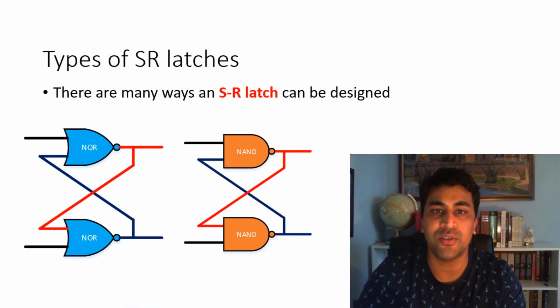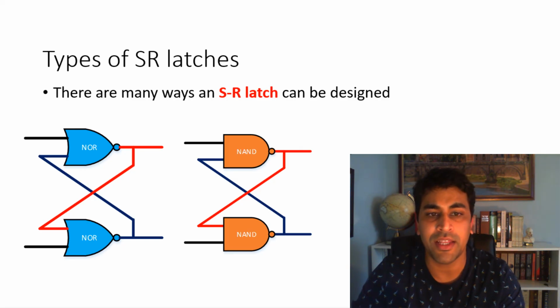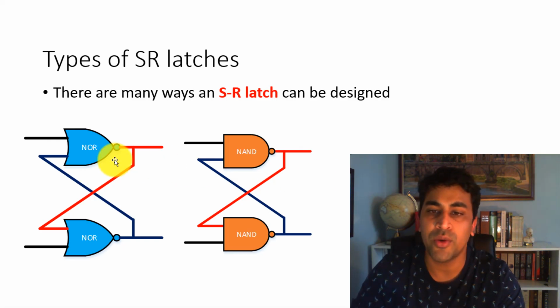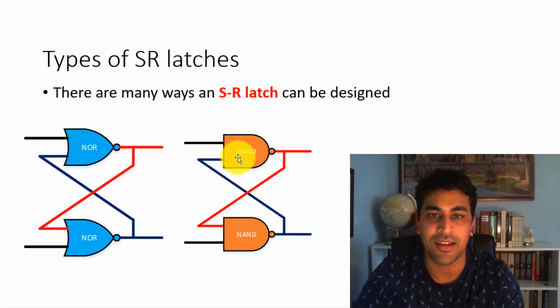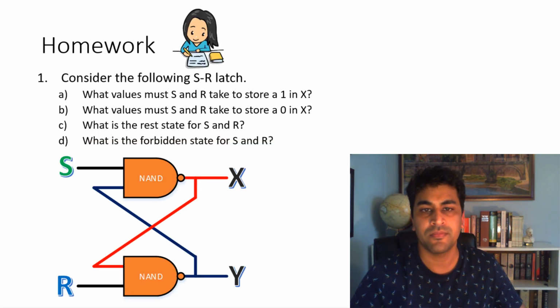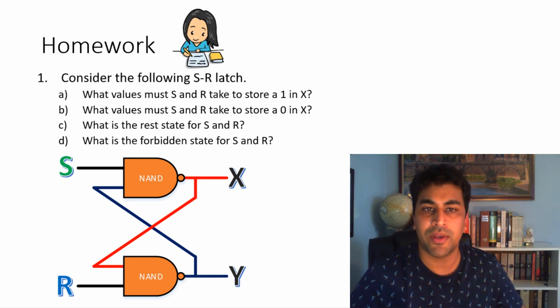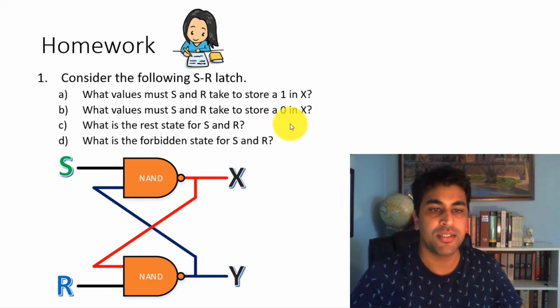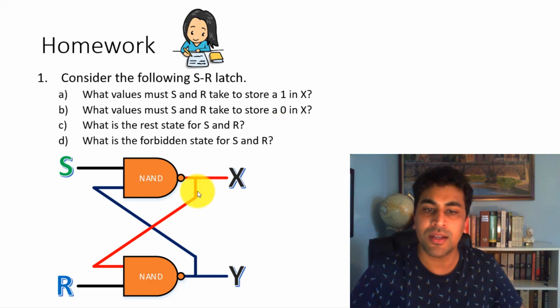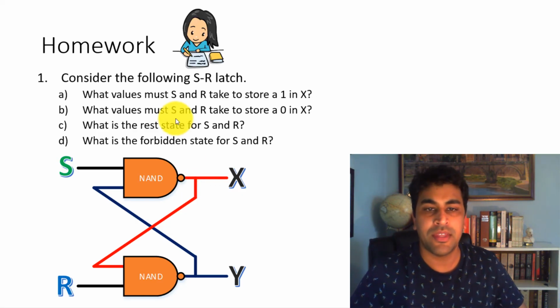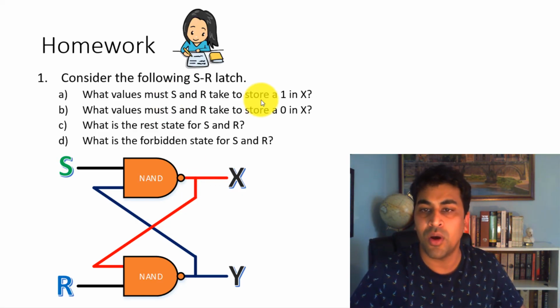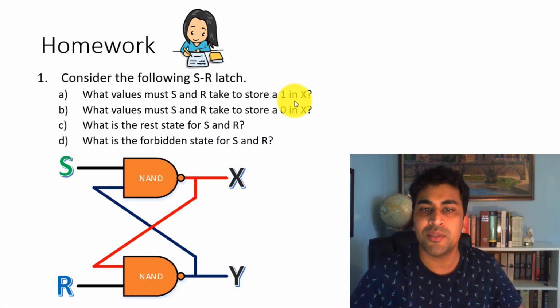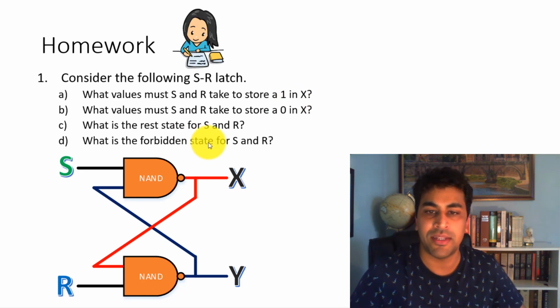There are many different ways in which you can construct an SR latch. In the example that I showed you, I used 2 NOR gates. You can also use 2 NAND gates to construct an SR latch. Consider doing the following homework exercise to help solidify your understanding of the properties of SR latches. Suppose you have the following SR latch constructed with NAND gates. Then what values must S and R take to store a 1 in X? What values must S and R take to store a 0 in X? What is the rest state for S and R? And finally, what is the forbidden state for S and R?